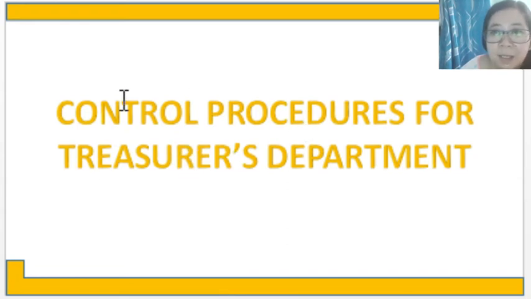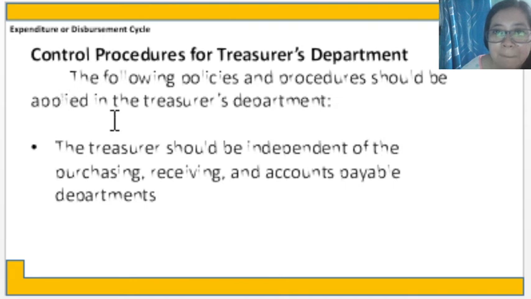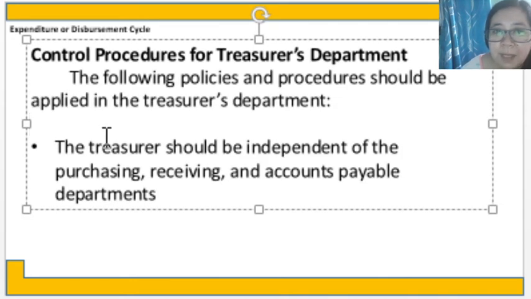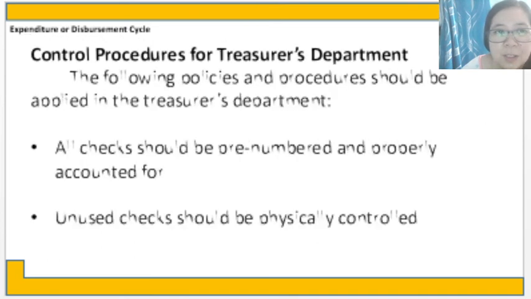This cycle ends or is completed because this department is responsible for paying the liability. So the treasurer should be independent. Again, segregation of duties from the purchasing, receiving, and accounts payable departments, because in this case, they are the ones, as mentioned, who will be paying the expenses or disbursing the cash to the vendors.